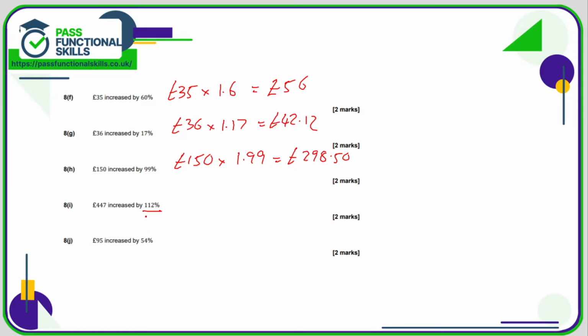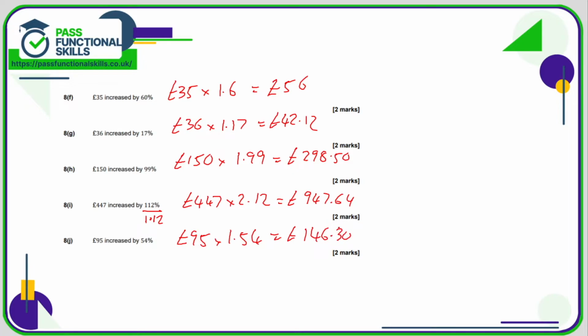The regular percentage multiplier would be 1.12, which is that amount divided by 100. So if I add 1 to it, I get 2.12. So this calculation is 447 multiplied by 2.12, and that would take you to a total of £947.64. And question 8, the calculation is 95 multiplied by 1.54, which works out to be £146.30.